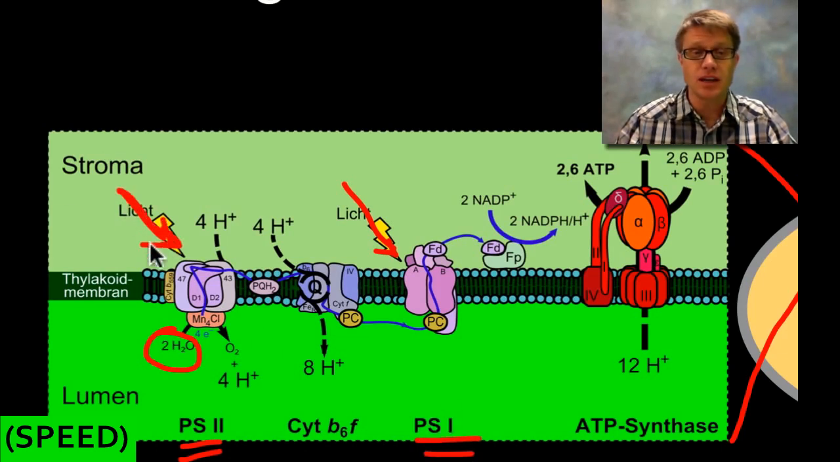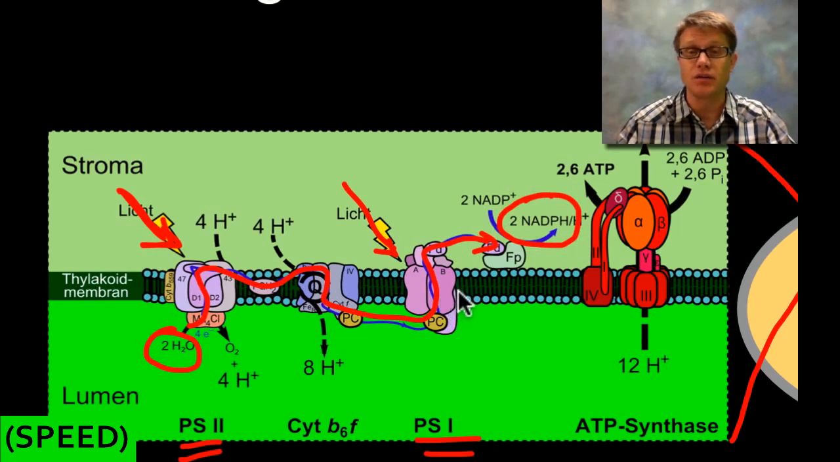So basically, what comes in? Light. What's that light used to do? Well, that light is used to power the movement of an electron through an electron transport chain. So that electron is going through proteins, carrier proteins, and eventually that electron is going to go to here. It's going to go to NADPH, because remember, that's one of the products of the light-dependent reaction.